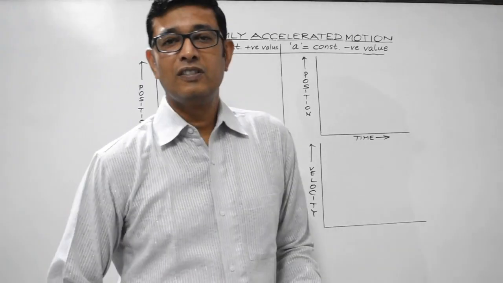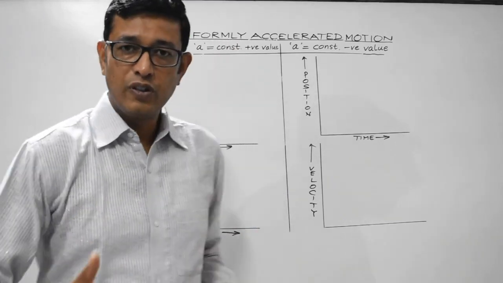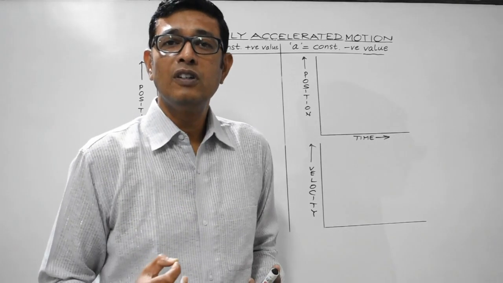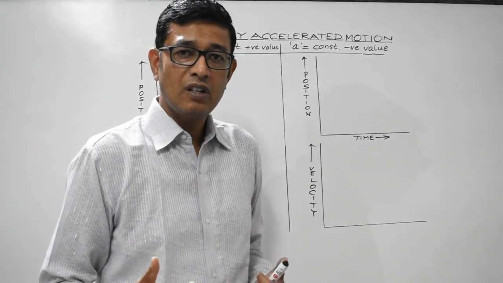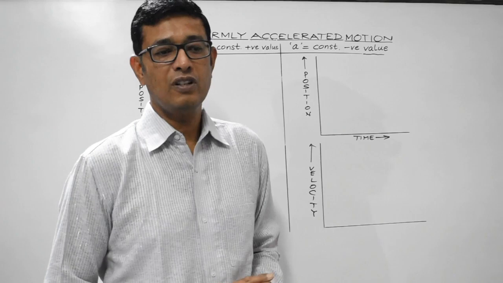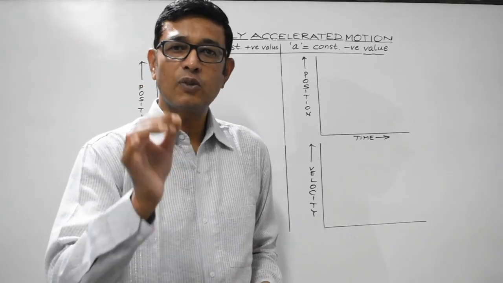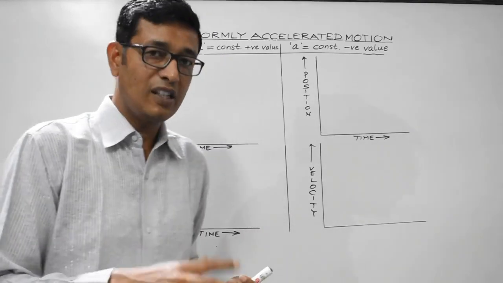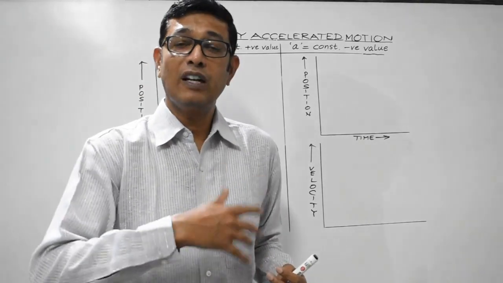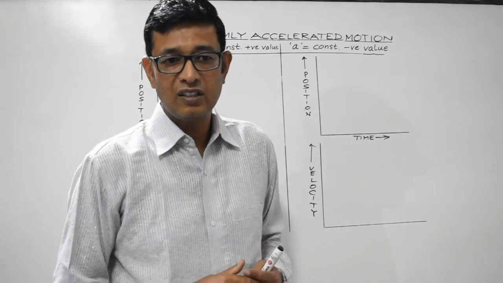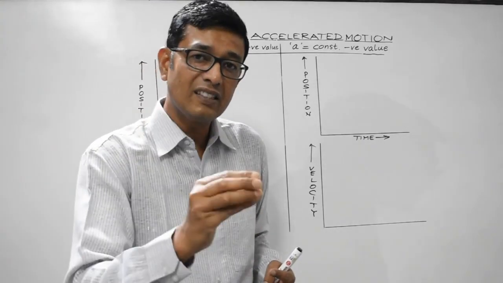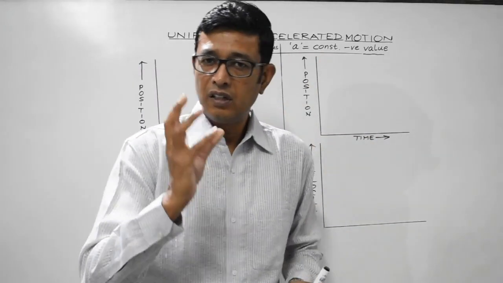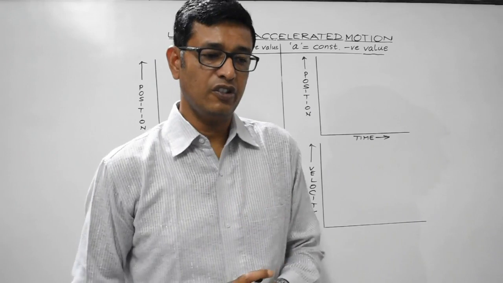Hello students, in the previous session we discussed theoretically the meaning of uniformly accelerated motion and non-uniformly accelerated motion, and then we discussed the concept of acceleration as well. We discussed the various cases when final velocity is equal to the initial velocity, when final velocity is greater than the initial velocity, and when final velocity is less than the initial velocity. So let us recapitulate the topics which we discussed in the earlier session.